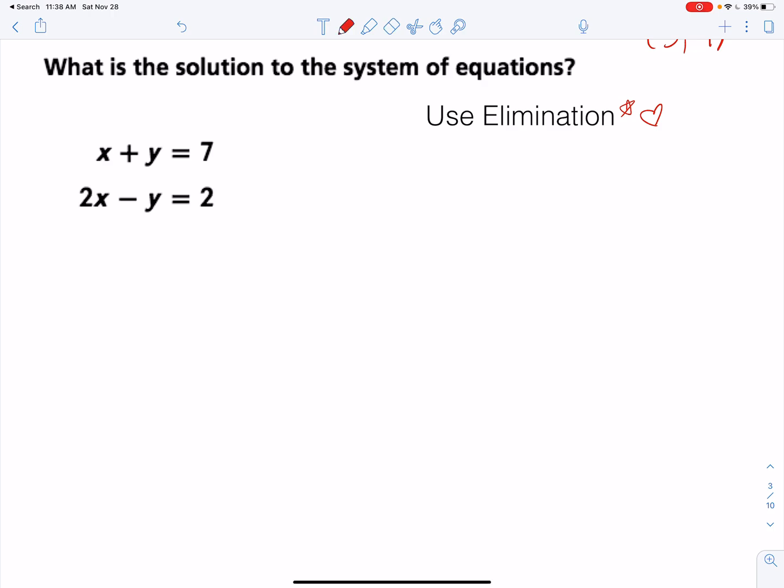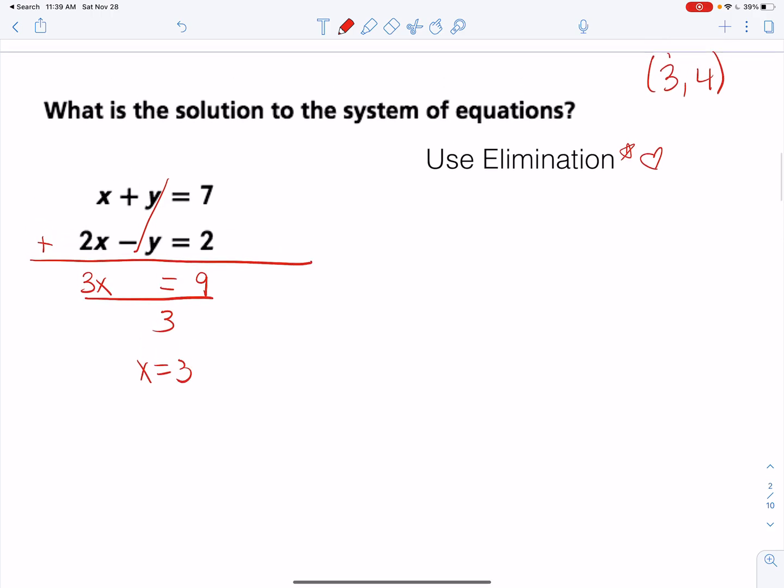So let me look at my coefficients in front of the y's. I've got a positive 1 and a negative 1. Ooh, this is set up very nicely for elimination. So what I'm going to do is simply add the two equations together. 2x plus 1x is a 3x. Negative y and positive y cancel each other out. They eliminate. 7 plus 2 is 9. Divide by 3, x is a 3. Ooh, isn't that what we got over here? Check.